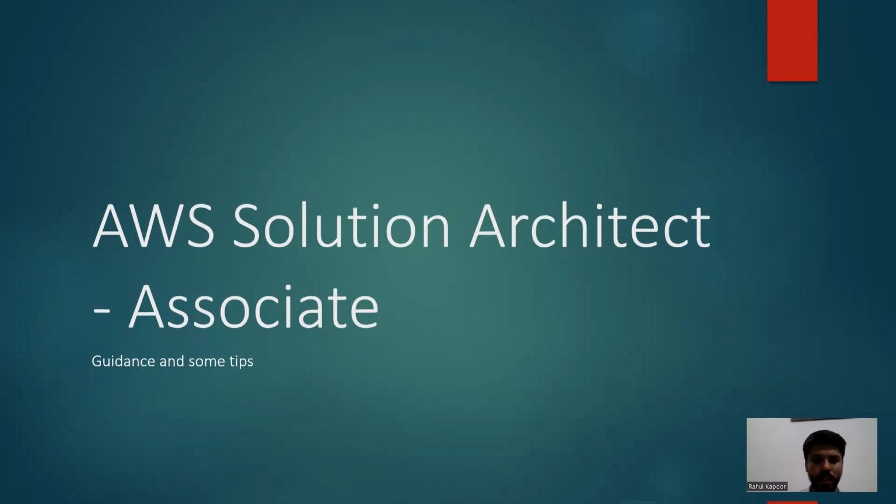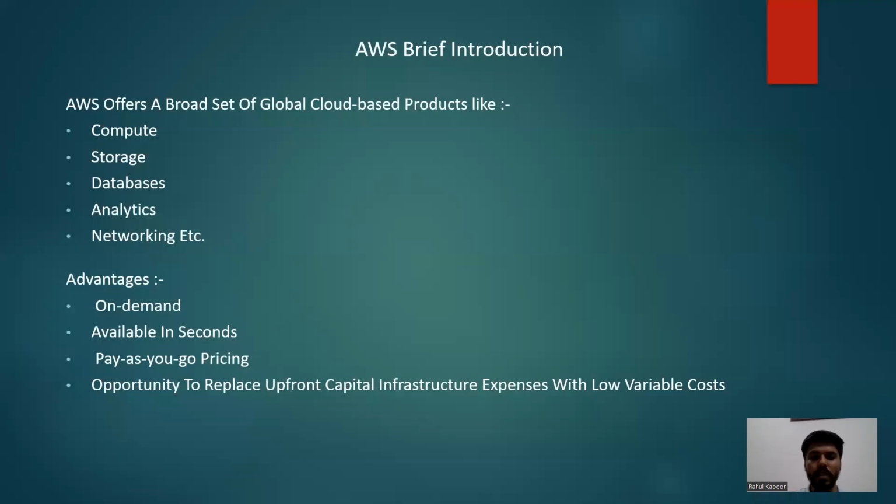So let us start with a brief introduction about AWS. You must have heard of it, right? This is an on-demand, pay-as-you-go type of service given by Amazon. Basically, it offers a broad set of global cloud-based products like compute. Compute means you can scale in and scale out: you can increase your servers and their capacity, or decrease their capacity, right? It also covers storage, databases, analytics, networking, etc.